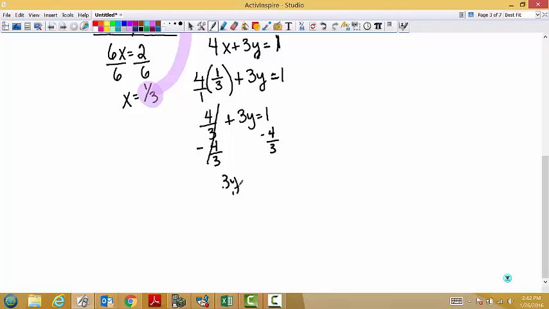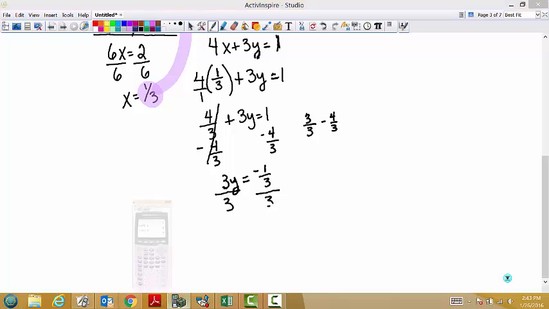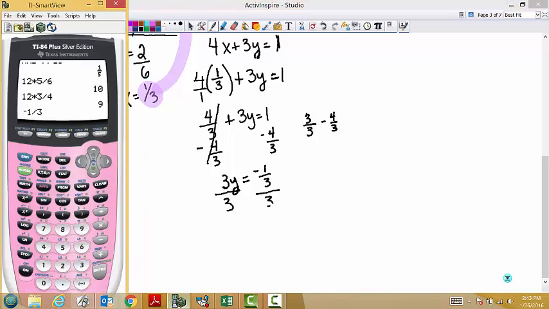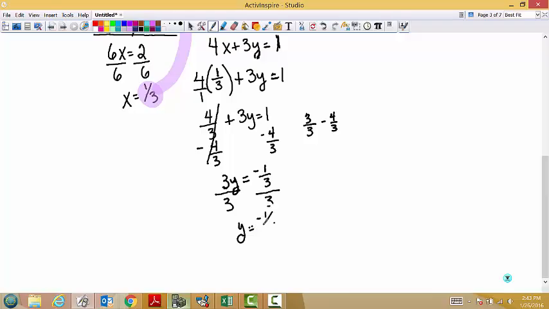So 3y equals 1 take away 4/3. If you can type it in your calculator, or I could get a common denominator, 3/3 minus 4/3. That's negative 1/3. And then how do you get rid of times 3? You divide by 3. So negative 1/3. Let's put parentheses around it. Parentheses, negative 1/3 divided by 3. Math, enter, enter. And I get negative 1/9. So y is negative 1/9. So it's 1/3, comma, negative 1/9.